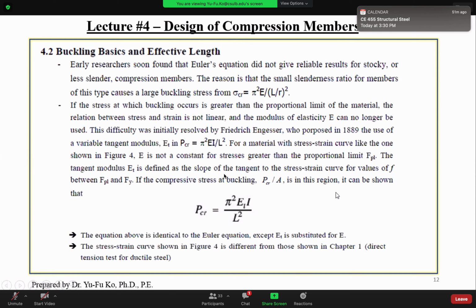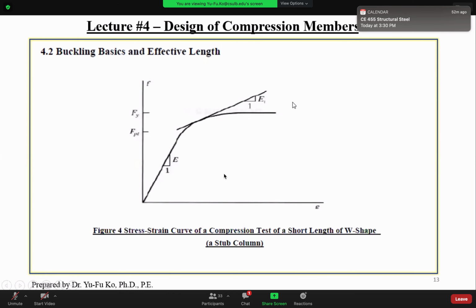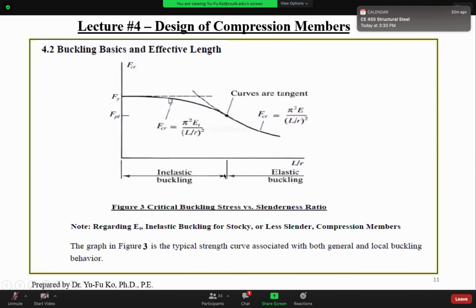So to make the story shorter, the result is this. The buckling load in the elastic region, for elastic buckling, is equal to pi squared E I divided by L squared. This is what we just discussed. If you reach yielding or get closer to yielding, for inelastic buckling, then you use E_T instead of E in this region. Okay?